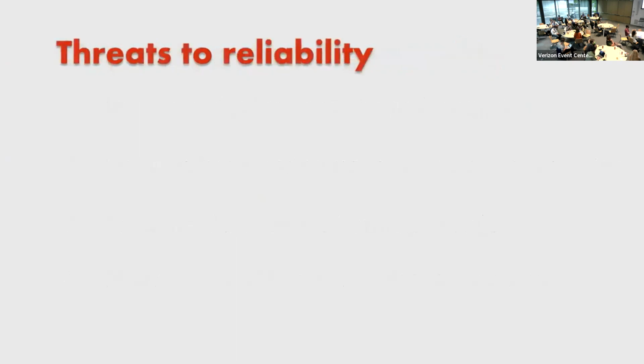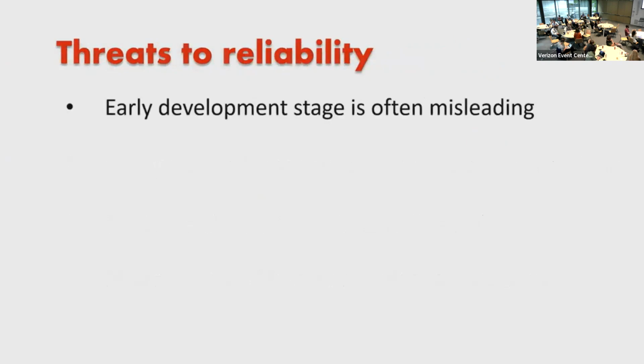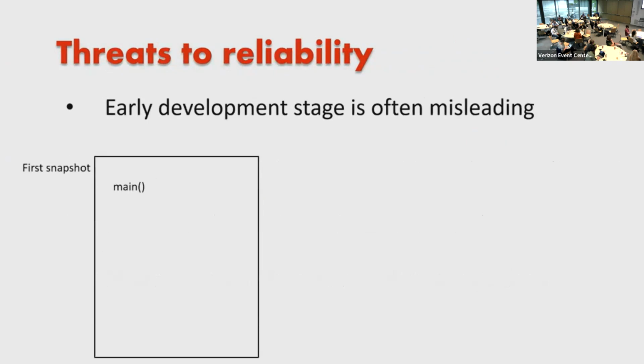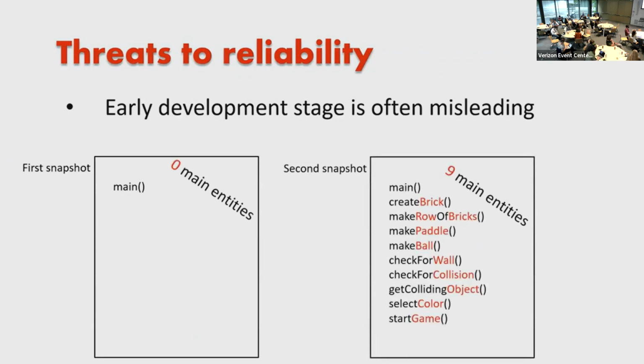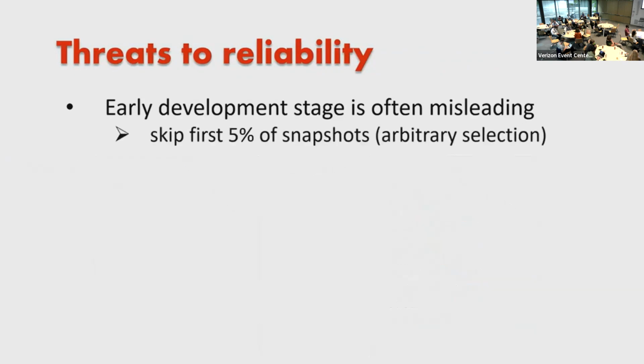Despite our efforts, there are still threats to the reliability of our work. First, we observed frequently that the first snapshot contains only the main function. Therefore, even if the next includes a complete list of stub functions, the APR value will be deceptively high. We found that in most cases, skipping the first 5% of the snapshots compensates for the early, transient development stage. Nonetheless, the 5% choice is arbitrary.